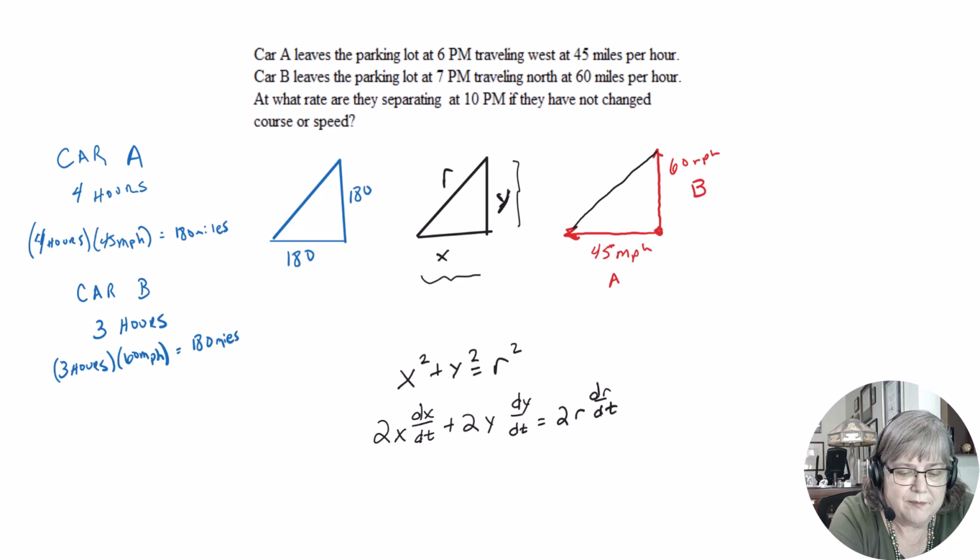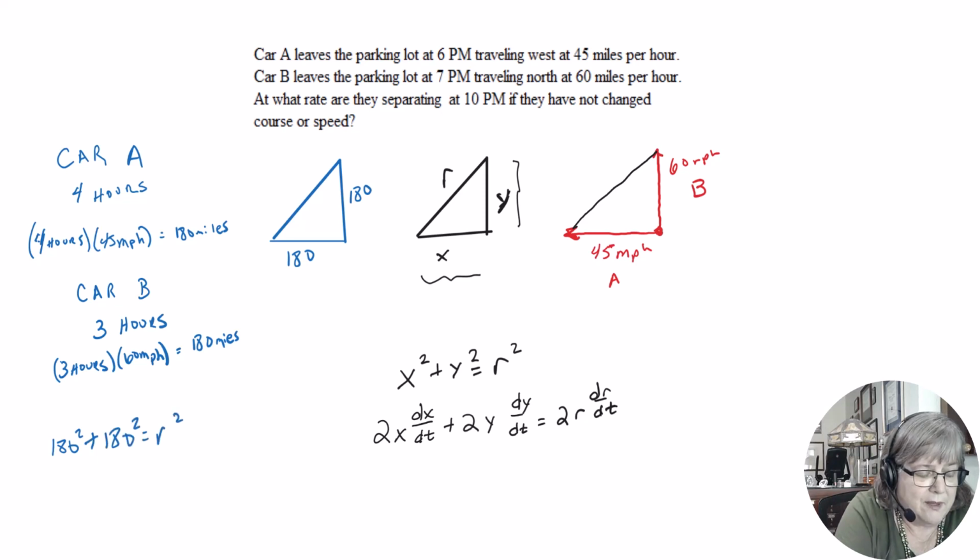So this is 180. Now, using the Pythagorean theorem, I can then find r. So 180 squared plus 180 squared is equal to r squared, right? So r is equal to the square root of 64,800. And so when you clean this up, it turns out to be 180 square root of 2 miles.